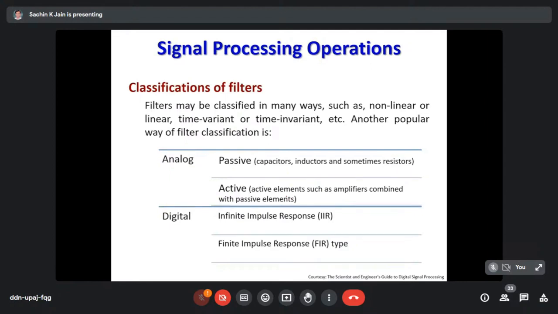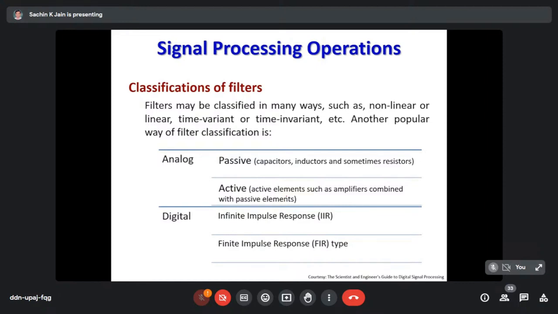Now, filters can be classified in many ways, such as non-linear or linear filters, time variant or time invariant filters. But the most common classification that we encounter is analog versus digital filters. The analog filters could be passive or active filters. For example, the RC circuits or LC filters that we use in our power electronic circuits for passing some DC components or for blocking some high frequency components are examples of passive analog filters.